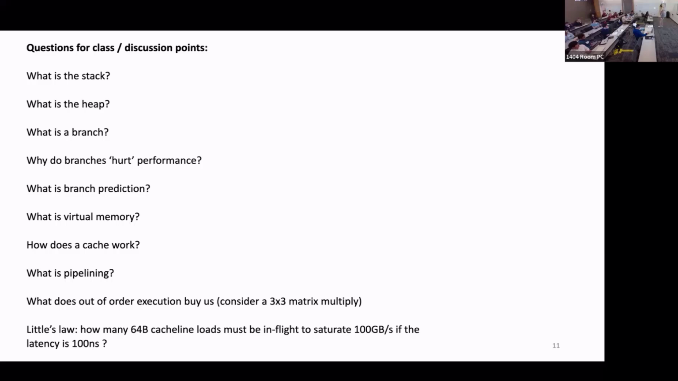Anyone got any idea what virtual memory is? Ryan does. Of course you do. Okay, Ryan, what? I have a degree in computer science.